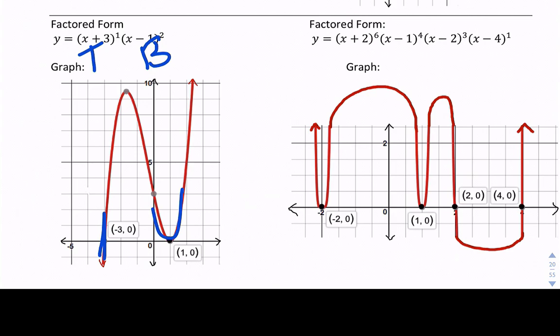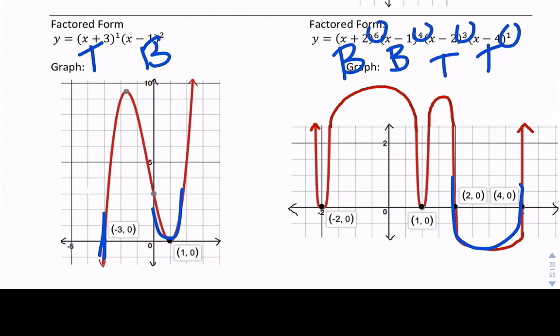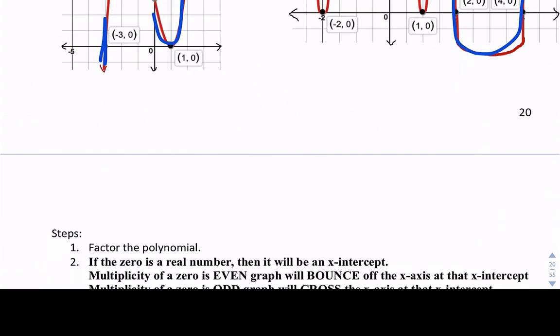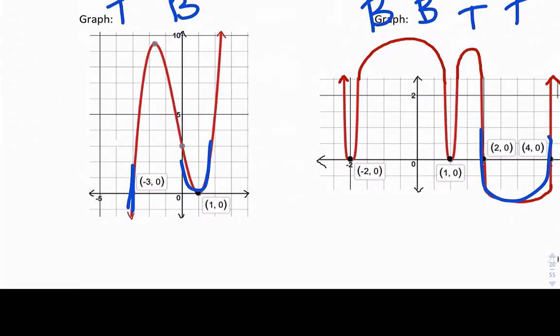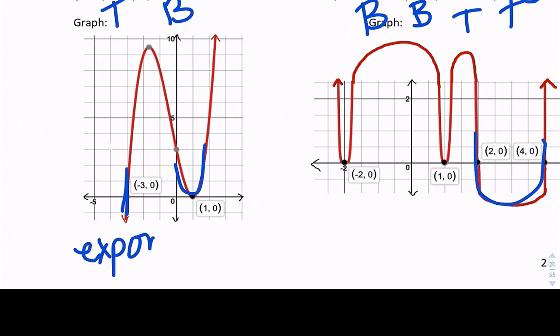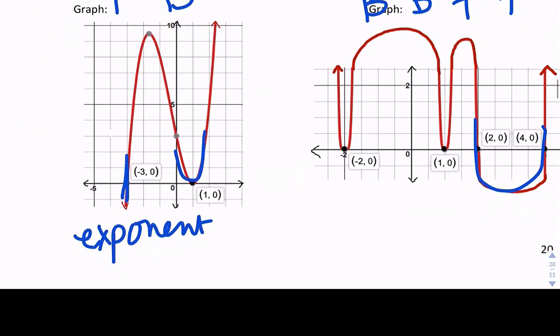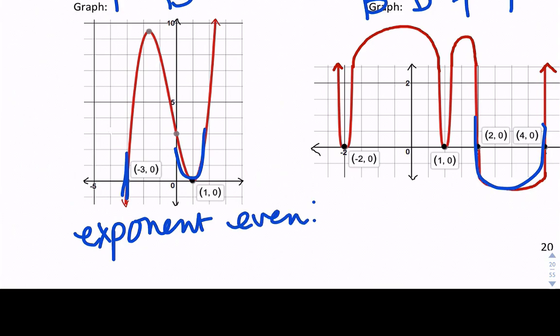Called T for through and B for bounce. All right, at negative 2 it bounced. At negative 1 it bounced. At negative 2 it went through, and at negative 4 it went through. Okay, so again, look at the exponents of when it bounces and when it goes through. What do you notice? You should notice that if the exponent is even, it's going to bounce off the 0. And when the exponent is odd, it's going to go through.